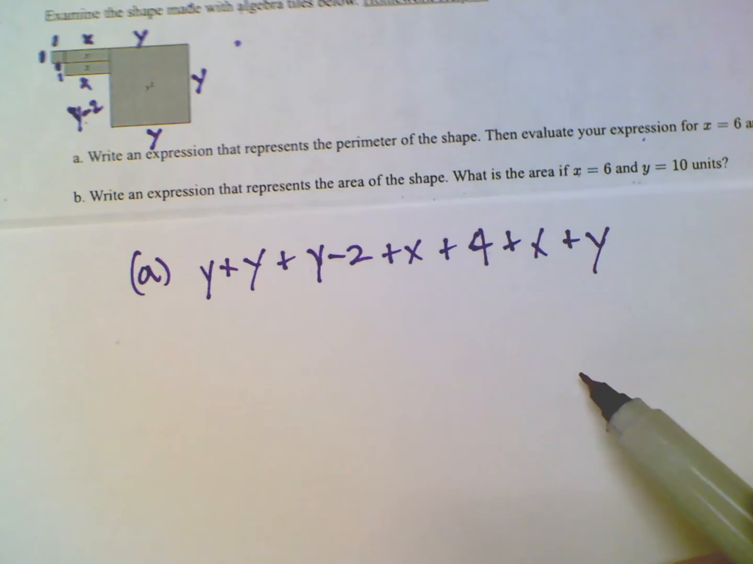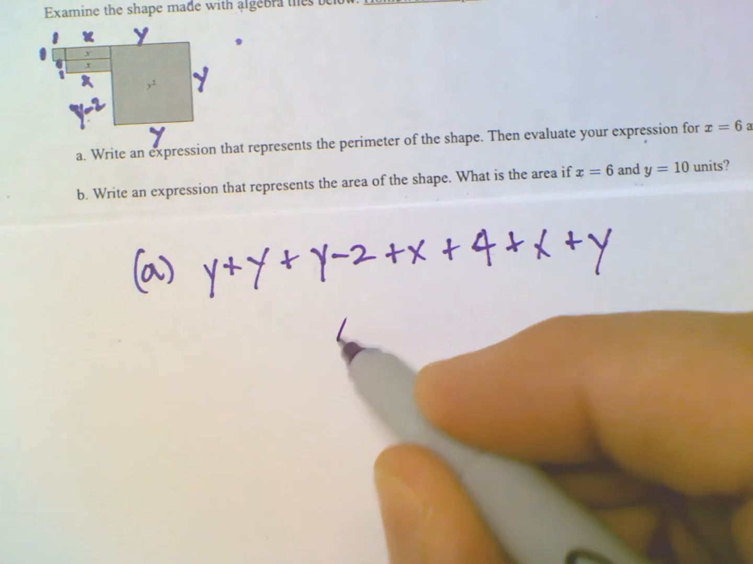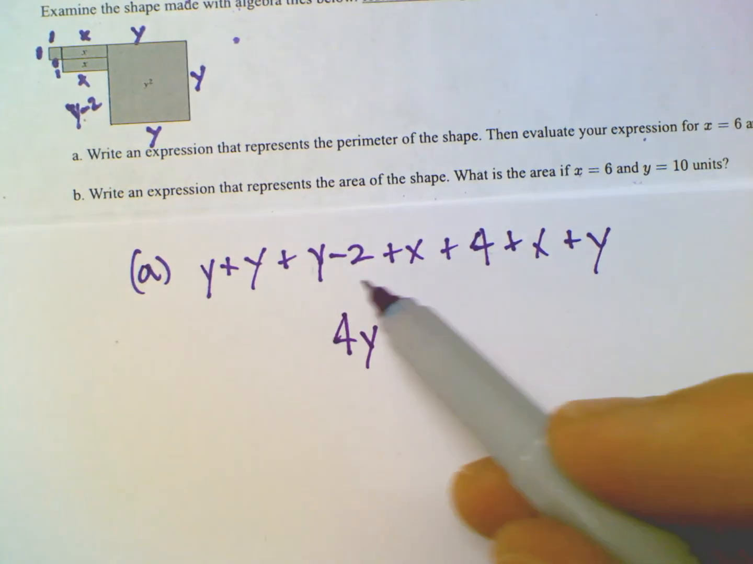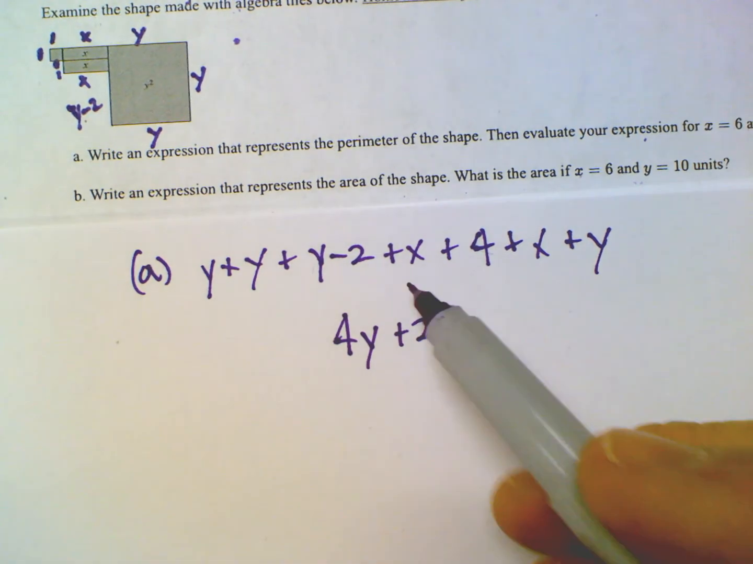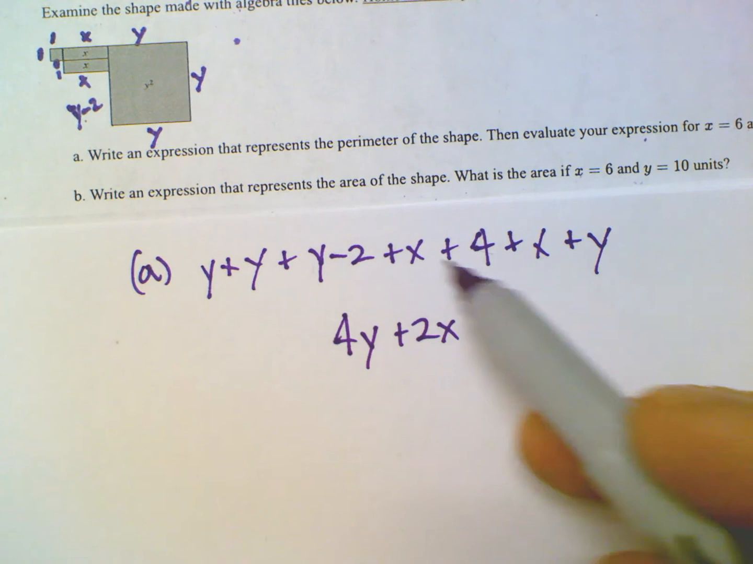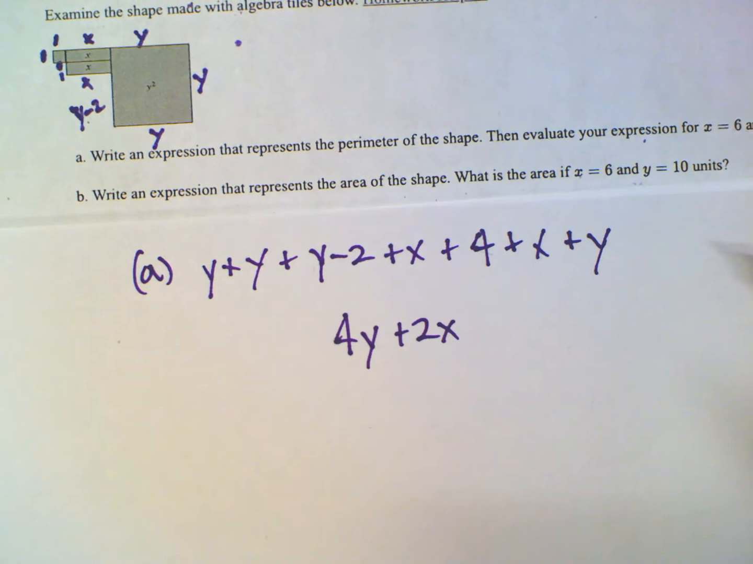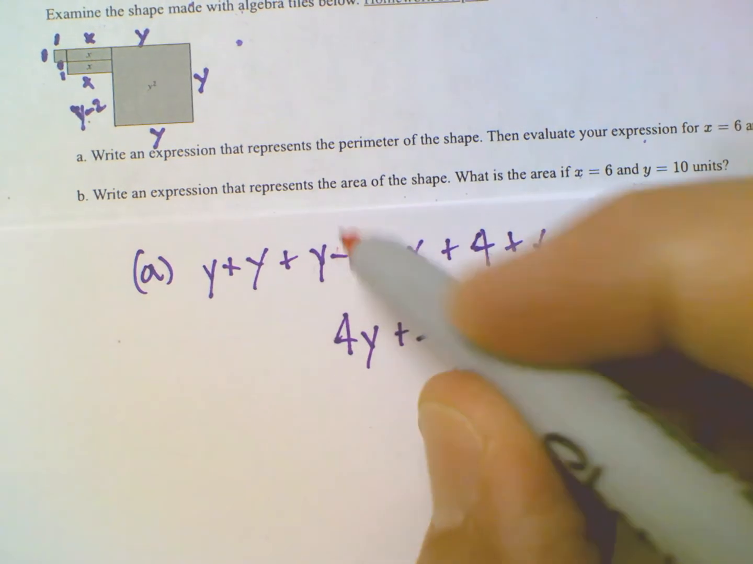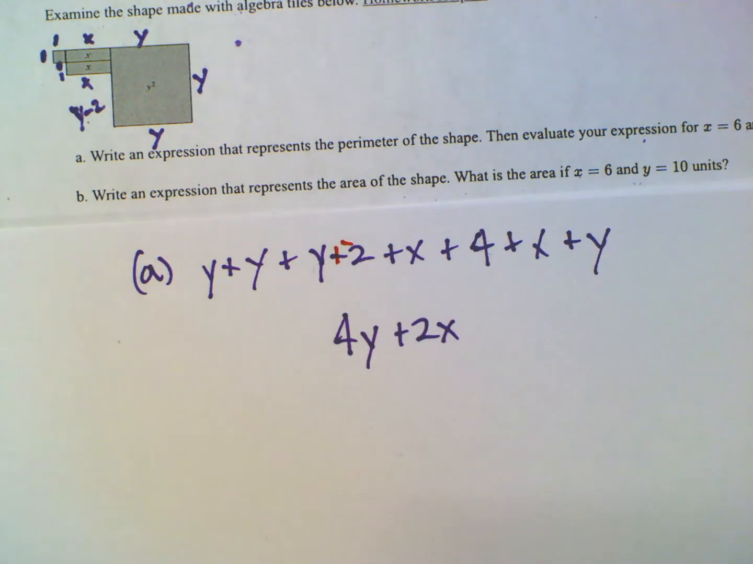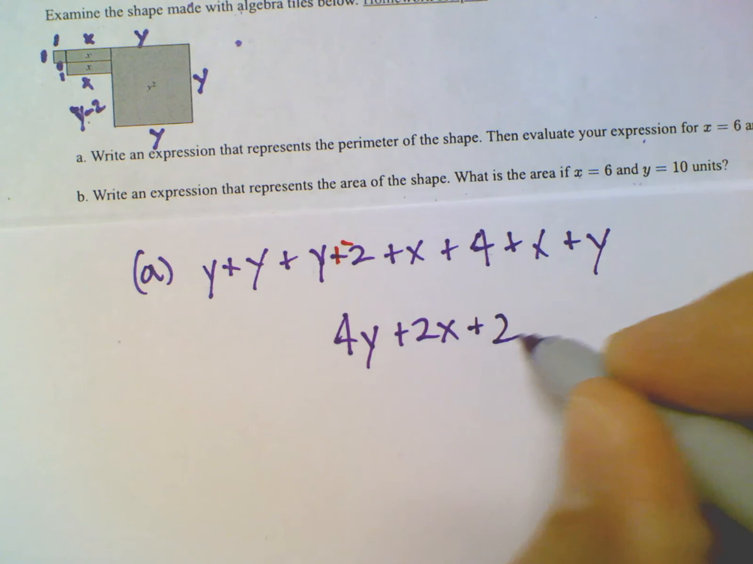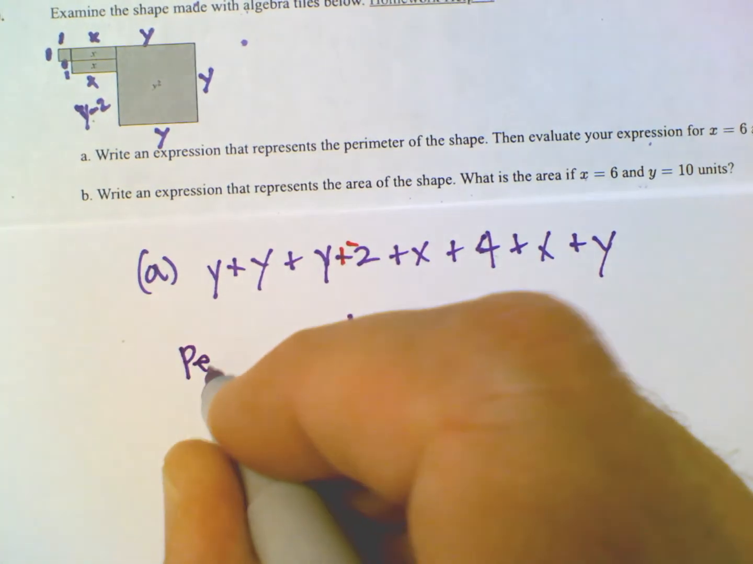So at that point, let's combine like terms. All my Y's, how many Y's? 1, 2, 3, 4 Y's. So I'm going to say 4Y. And then my X's, I have 2 X's, plus 2X. And then my numbers, I have a positive 4 and a minus 2. Remember, minus 2 is the same thing as saying negative 2, right? If we're combining, you can always change a minus to be plus a negative 2. So 4 and negative 2 make a positive 2. So that's the expression I get for A for the perimeter.